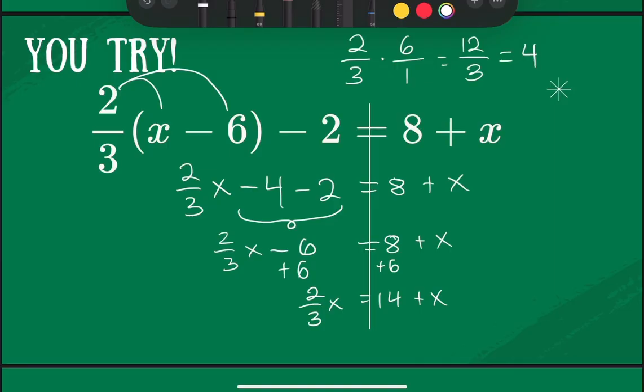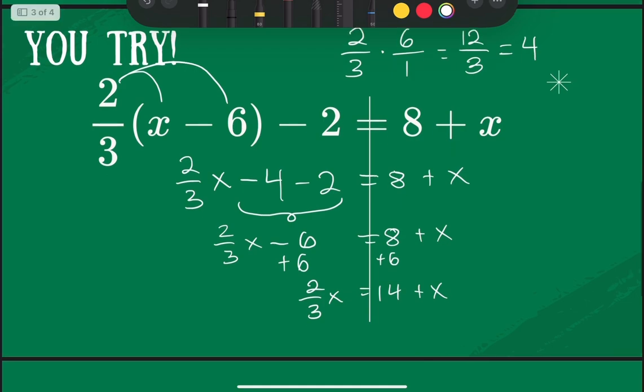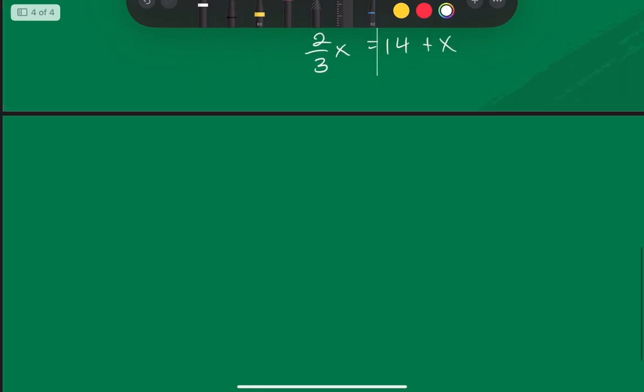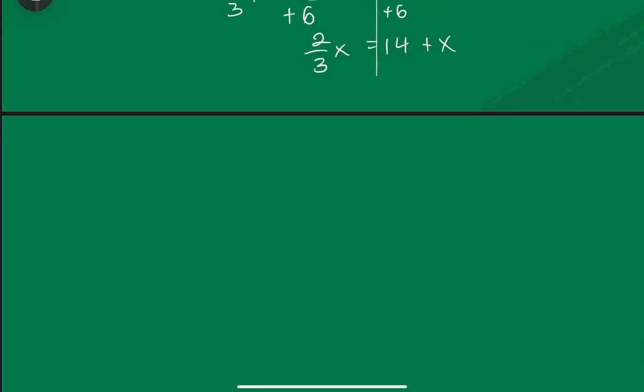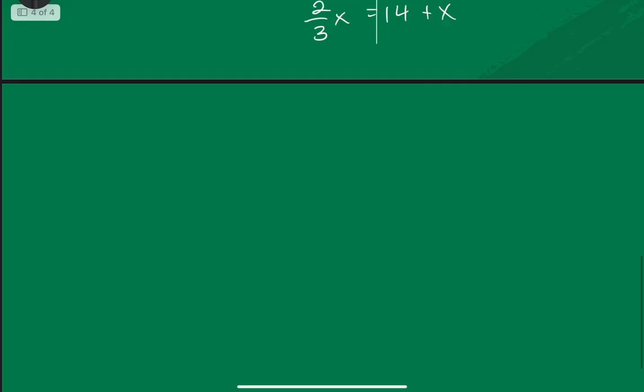And now, this is probably the part that you got stuck in. You're probably thinking, well, how do I subtract 2 over 3 minus x? Well, there's two options, and we're going to work on them on this following page just so we could have a little bit more space. So we're going to work on it right here. So I have 2 over 3x is equal to 14 plus x.